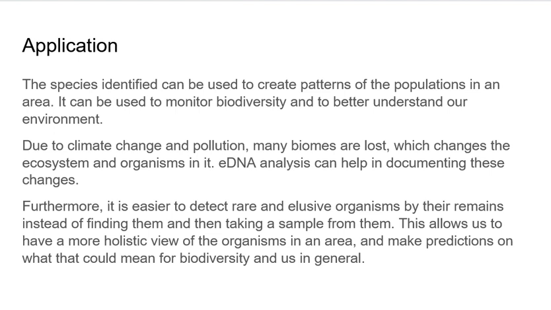And from all of this information and all of these applications, it makes it much easier to predict the changes of the biodiversity in the area and how that will affect us in general.